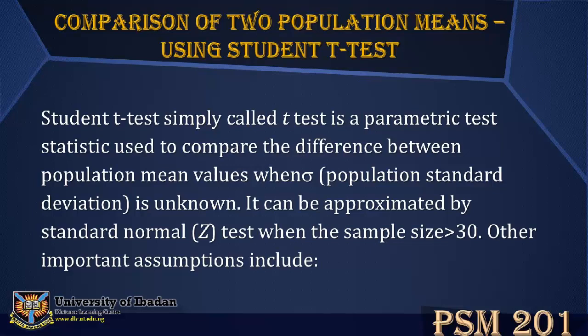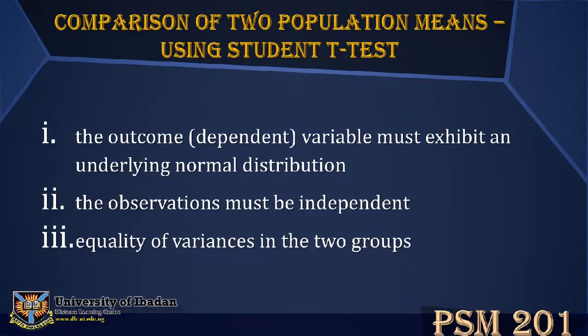Other important assumptions include: 1. The outcome, the dependent variable, must exhibit an underlying normal distribution. 2. The observations must be independent. 3. The equality of variances in the two groups. Student t distribution has more area at the tails of the distribution compared with the normal distribution. This is based on degrees of freedom to take care of small sample size less than 30. The distribution is widely used in biomedical sciences. The various forms of t-test are one sample t-test, dependent two sample t-test, and independent two sample t-test.